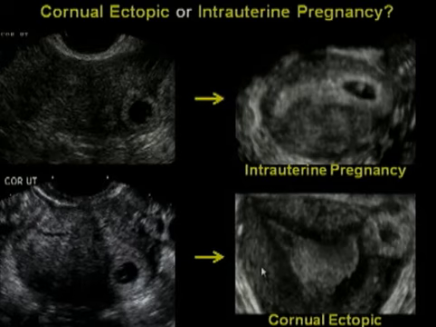I've looked at some of the basic rules for diagnosing ectopic pregnancies, some of the pitfalls in diagnosing tubal ectopic pregnancies, and some of the rules for diagnosing unusual ectopic pregnancies. I hope that it's been very useful to you in seeing how we make the diagnosis of tubal and unusual ectopic pregnancies. Thank you.